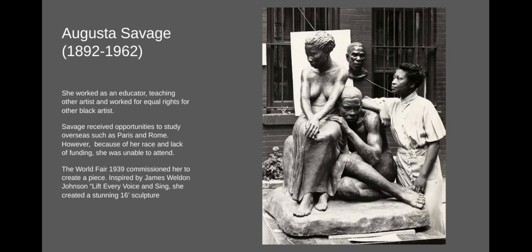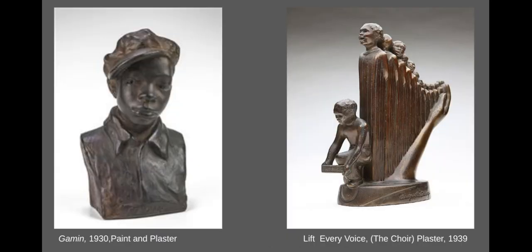Her biggest commission was for the World's Fair, to create a piece inspired by James Weldon Johnson. It was a stunning 16-foot sculpture made out of plaster. And that's a copy of it on the left. We do not have the original. We only have replicas of it, like the small mini ones that you could have purchased at the World's Fair. But because it was made out of plaster and it wasn't protected in the conditions, we no longer have the original.